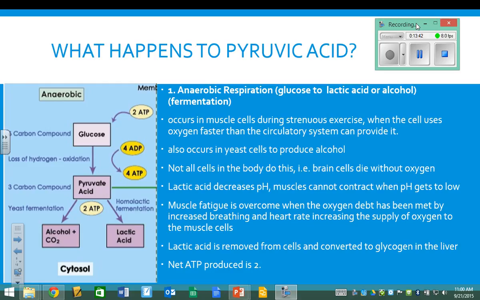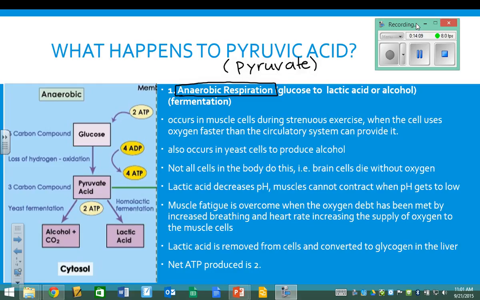So, what happens to pyruvic acid? And I'll just remind you, it can be called pyruvate. We're talking about the same thing. One choice is anaerobic respiration. So we're going to talk about that word.